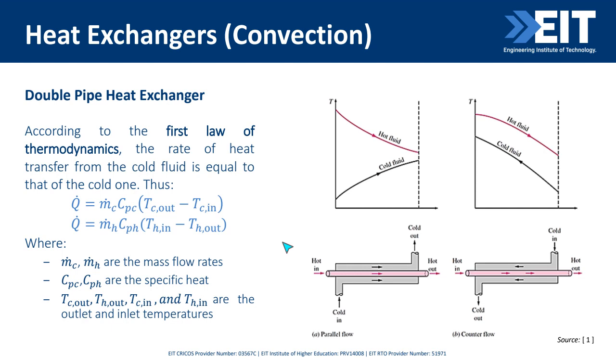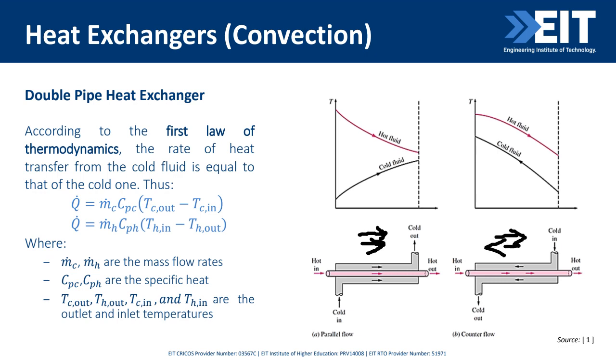Simply, we will try to understand. We have two fluids. One is a hot fluid, another is a cold fluid. And they are not mixing with each other. They are flowing through a pipeline, multiple pipelines. If they are flowing in the same direction, they are called a parallel flow heat exchanger. If they are flowing in opposite directions, they are known as a counterflow heat exchanger.